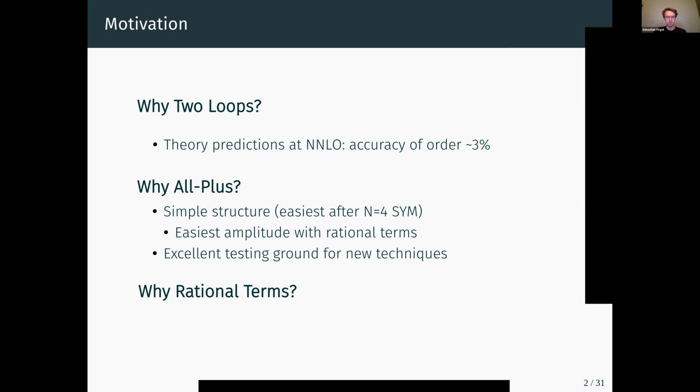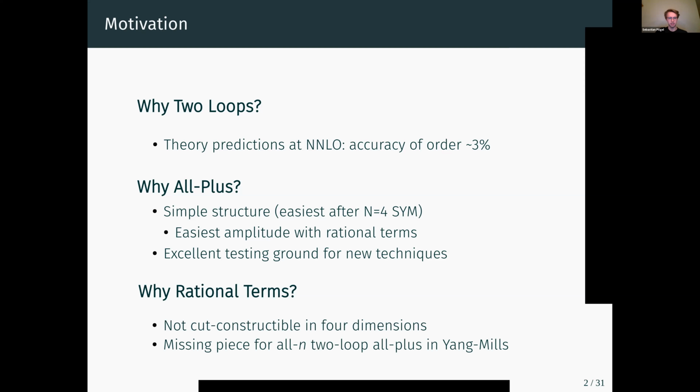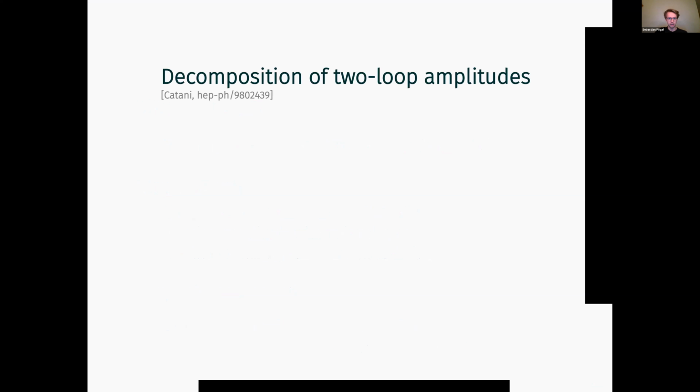Why rational terms specifically? First of all, they are a little bit more complicated, since they are not constructible in 4 dimensions, so there are additional techniques involved. And in fact, for the all-plus, they present the last missing piece for the all-n understanding of this two-loop amplitude. Okay, so let me just review very quickly some facts about two-loop amplitudes.